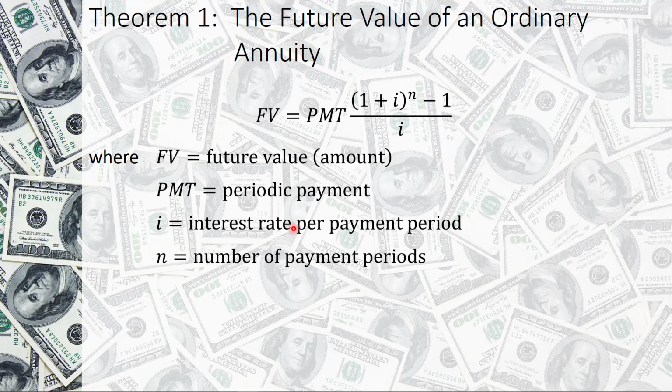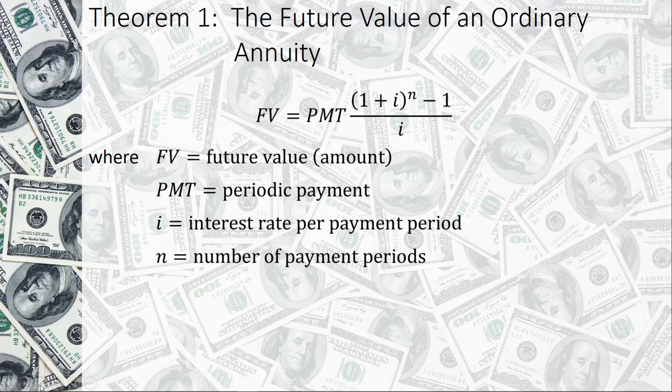So what does the formula look like? Well, it looks like this. This right here, FV, is the future value. If it's an annuity in terms of an investment, it will be the amount that you get back. Kind of like the A in compound interest. PMT is your periodic payment. In other words, the amount of money that you are going to pay every time period, whether it be monthly, semi-annually, quarterly, annually, weekly, whatever. I is the interest rate per payment period, and N is the total number of payments.